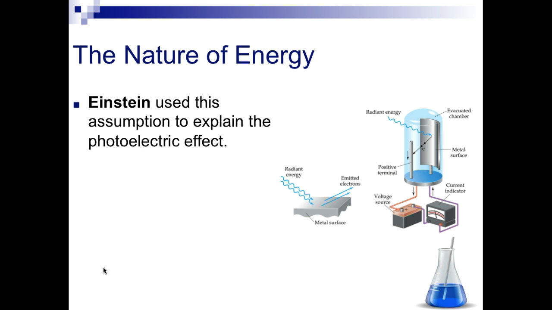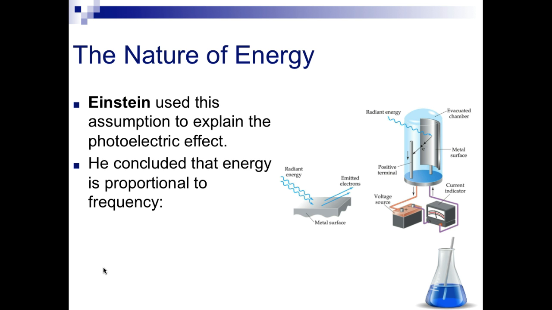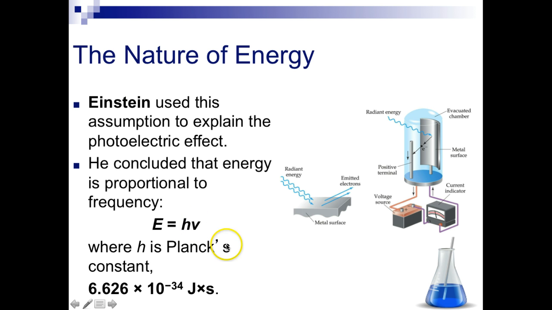What he did is he went off of what Einstein said. So we've already talked about this when we talked about Einstein's article. So Einstein used this assumption to explain the photoelectric effect, and he concluded that energy is proportional to frequency. So E, energy, is equal to h nu, where h is Planck's constant and nu is frequency. And h is equal to 6.626 times 10 to the minus 34th joules times seconds. So remember, he talked about this.